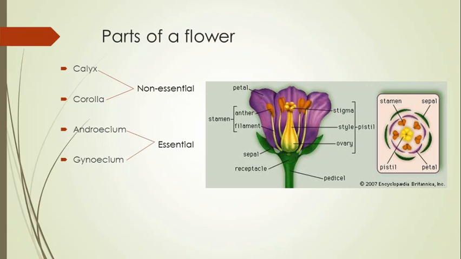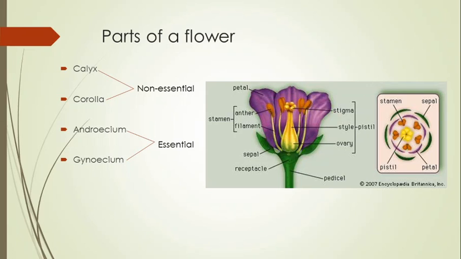Hello all. Today let's look at the parts of a flower. The flower is a reproductive structure of a plant, and it is the reproductive organ which is used for sexual reproduction. A flower has four parts, four floral whorls, or they are also called floral organs or floral leaves.